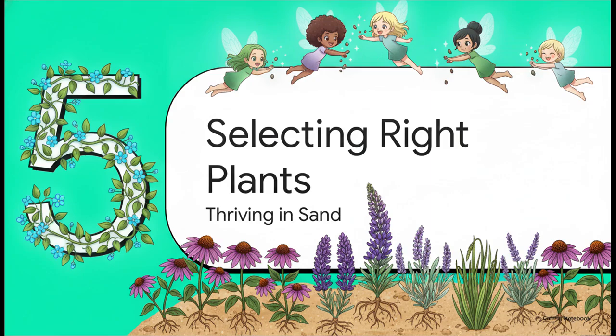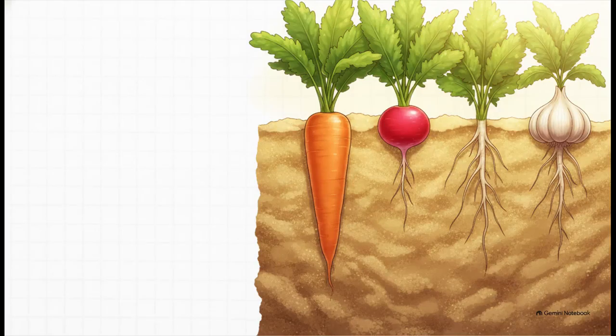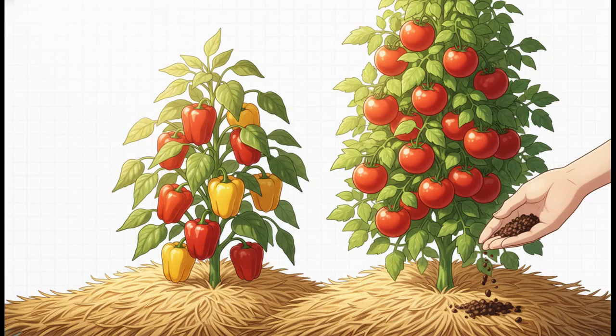Section 5. Selecting the right plants, because believe it or not, some things love thriving in sand. Root vegetables are absolute superstars for this environment. Carrots, radishes, and garlic will effortlessly push deep into the uncompacted sand. Because there's no heavy, dense clay to resist their growth, they form perfectly shaped crops. Plus, the incredibly fast drainage prevents root rot, and the natural acidity of sand can actually help prevent annoying diseases like potato scab.